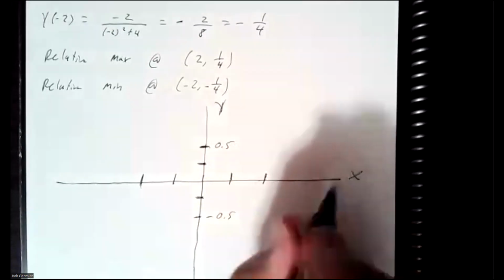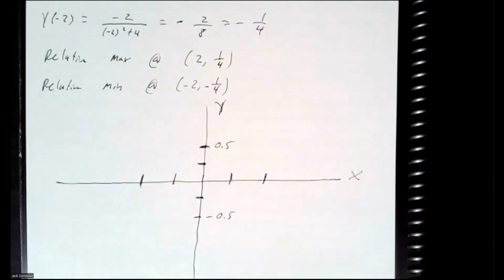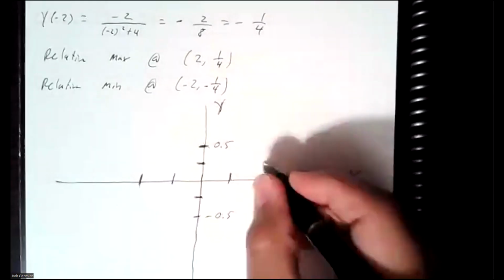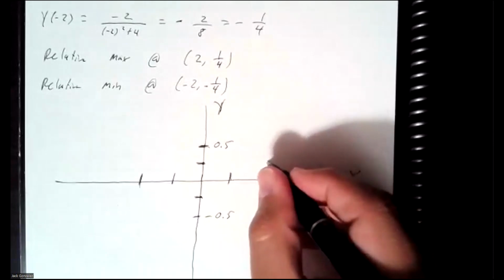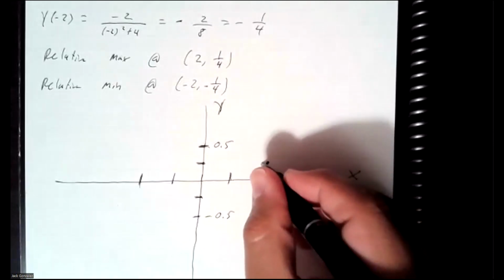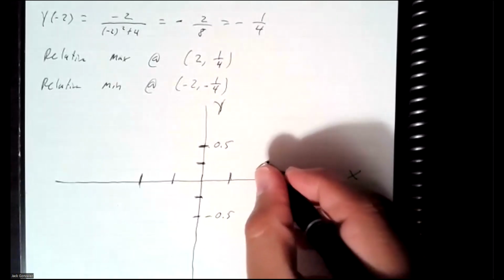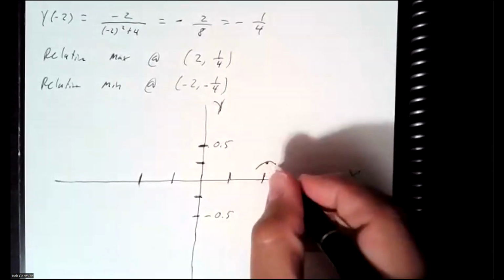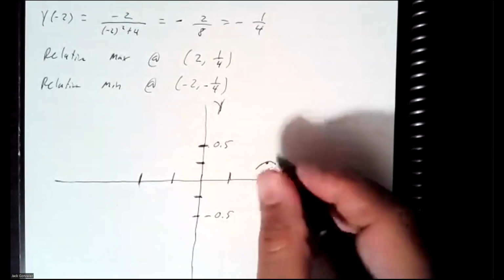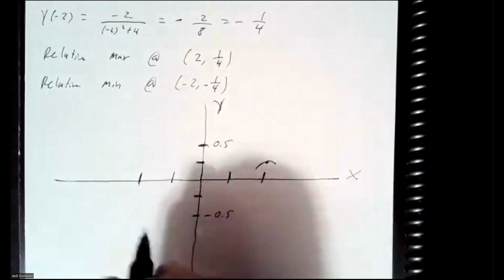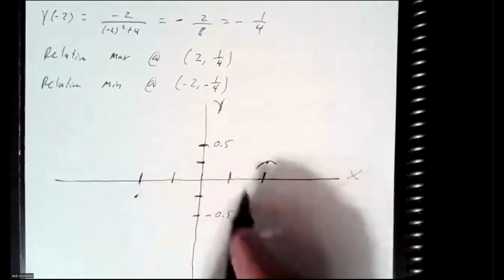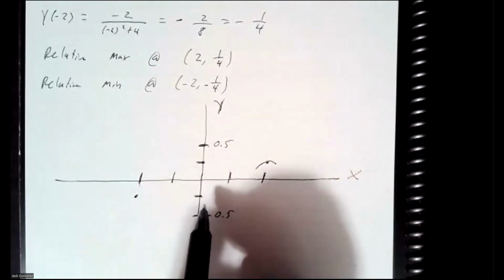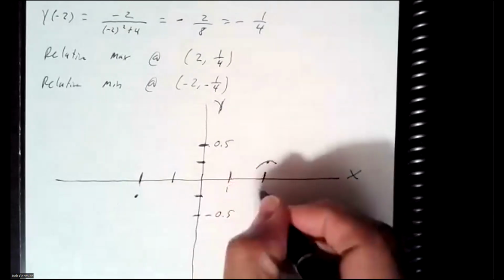All right, so I'm setting it up this way so you can kind of see what's happening. So we know we have a maximum here, right? So it has this kind of shape. We have a minimum at -2, 1/4. I'm making tick marks of 1/4. Then this is 1, 2.